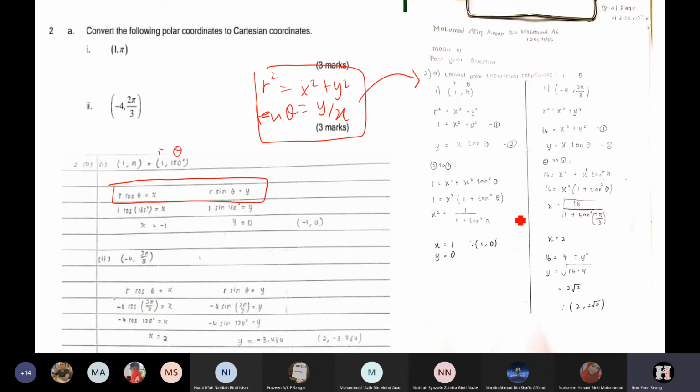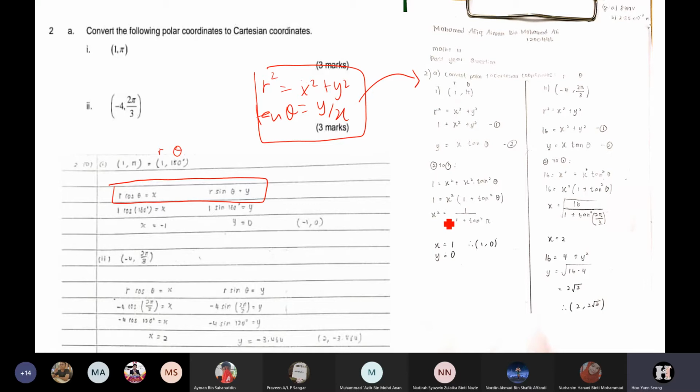Okay, but this one, contrary to this person, because he remembered this formula, r squared equals x squared plus y squared, tangent theta equals y over x. So he tried to relate. He knows that r is 1 and theta equals pi. So for r he put 1, x squared plus y squared. And from the second formula, y equals x tangent theta. So he substituted the second formula into the first one.